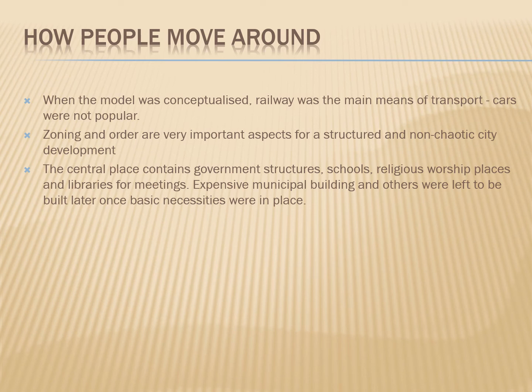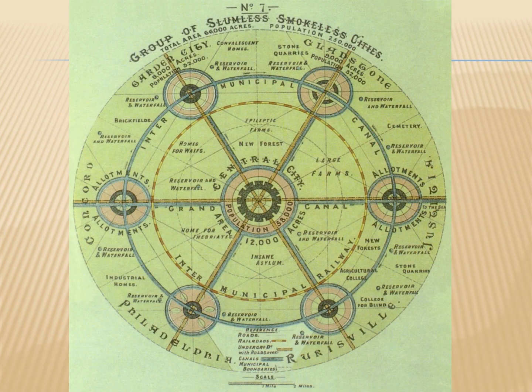Here we can see the map of a garden city layout. A central city connected to other cities by means of a railway and a canal. An intermunicipal canal and railway encircle the central city, a means by which maintenance can be done and the cities connected with one another, each with their own population possibilities. The land between the cities is used for farming, and the land surrounding the city is allocated for less frequent uses, such as quarries, cemeteries, industrial homes, reservoirs, and waterfalls.